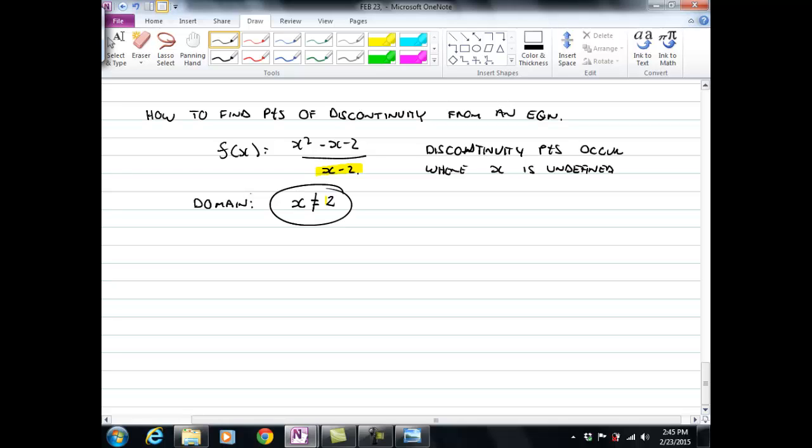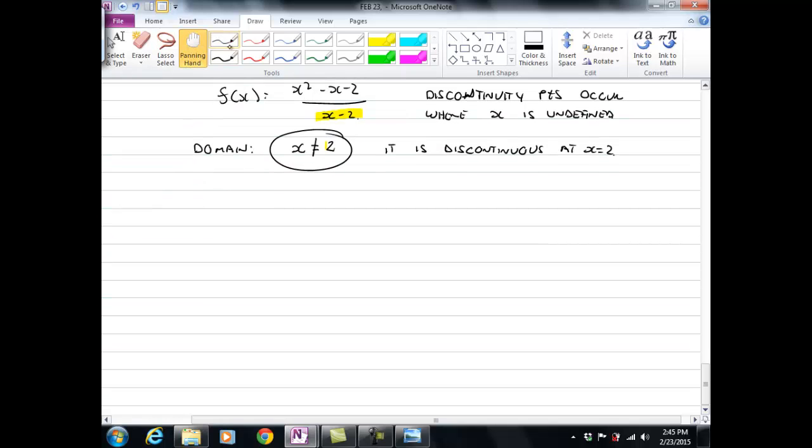So there's a point. So we can say this: it is discontinuous at x equals 2. That was easy. What if I give you this? f of x equals 1 over x squared if x doesn't equal 0, and 1 if x equals 0.